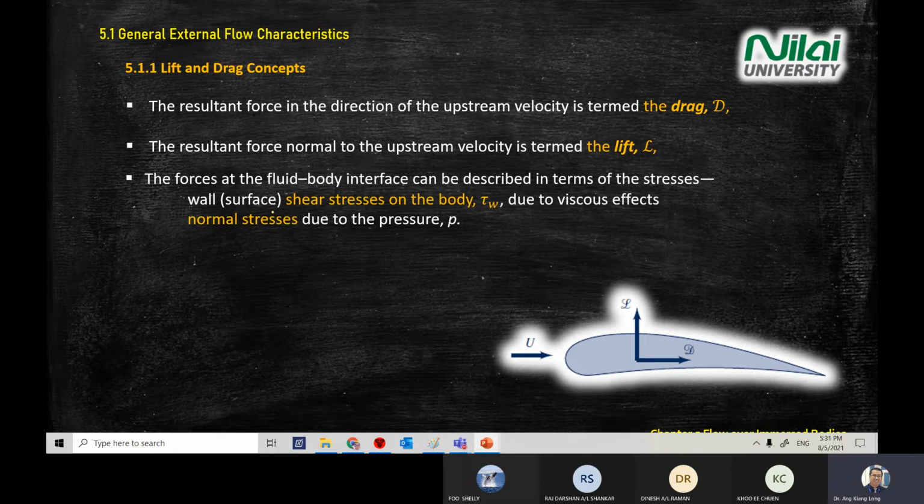Another thing we will consider in this chapter is shear stress, a body shear stress or wall shear stress. We give a symbol of shear with a W, meaning wall or surface shear stress. Again, recall the concept of shear stress and normal stress. Let's say you have two bodies, and this is your area. Same, this is also area.